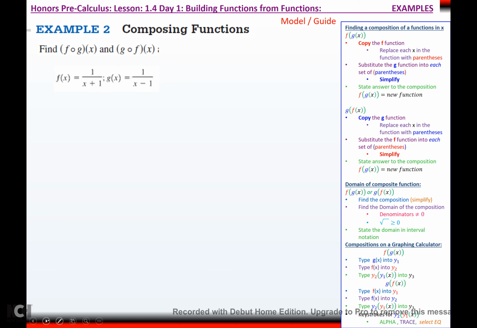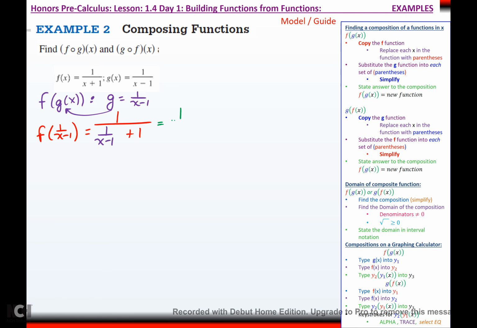Alright, so let's try some different ones. These ones get a little more complicated because you have to add and subtract and get a common denominator and all that. So here we go. To find f of g of x means I'm starting with the g function, which is 1 over x minus 1, and I'm going to take that to the f function. So this says find f of 1 over x minus 1. So I take my f function, 1 over whatever I brought, plus 1, and I brought 1 over x minus 1. And we have to simplify this.